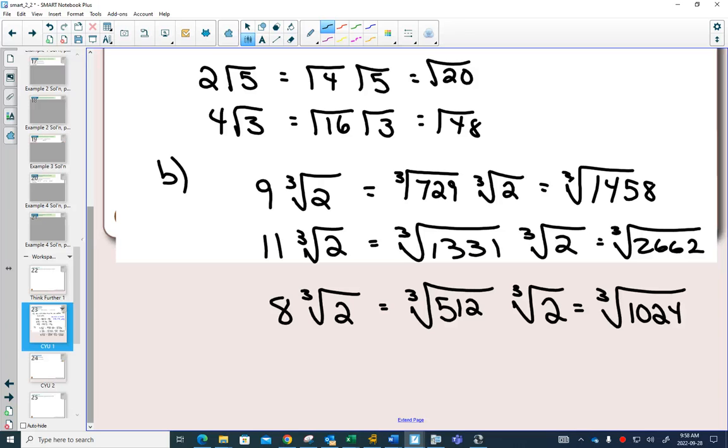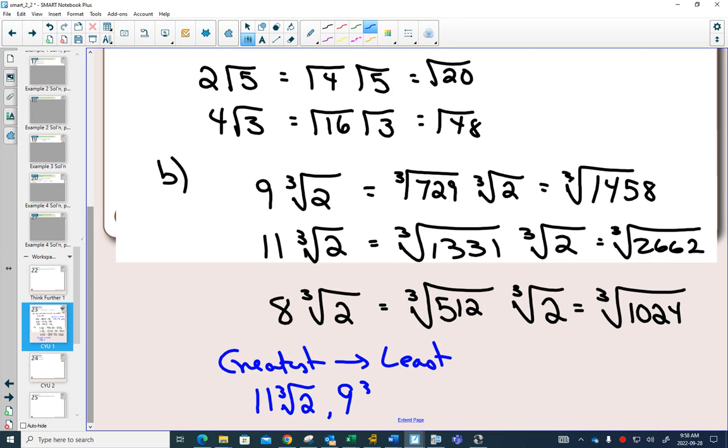Anybody check them? So then from greatest to least, the greatest one is the 11 cube root of 2, then the 9 cube root of 2, and finally the 8 cube root of 2. Oh my goodness.